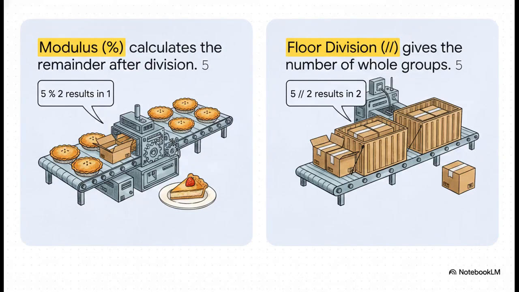Let's make this really simple. Imagine you have 5 apples and 2 boxes. Floor division, or 5//2, tells you how many full groups you can make. The answer is 2. You can put 2 apples in each box. Modulus, or 5%2, tells you what's left over. The answer is 1. You have 1 apple remaining. One operator gives you the whole groups. The other gives you the remainder. This is the foundation of advanced data partitioning.